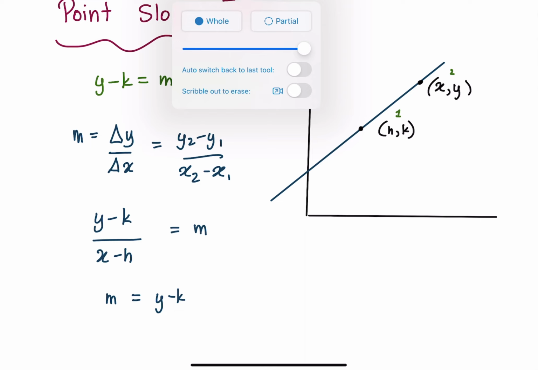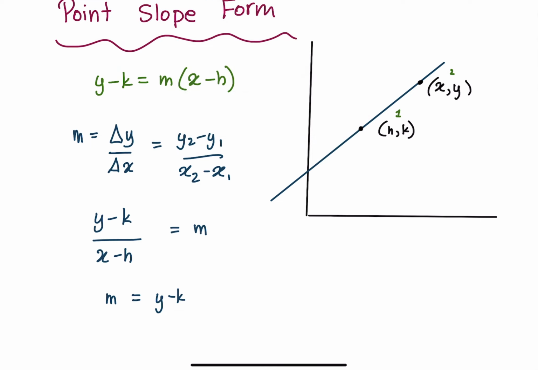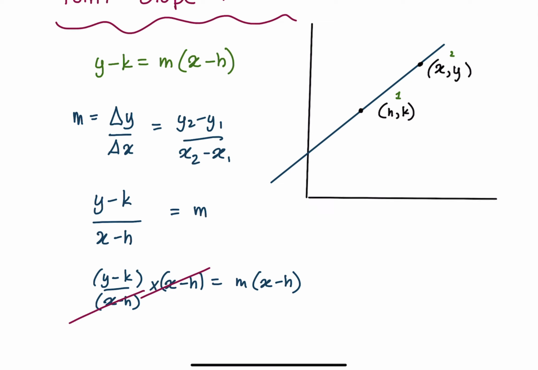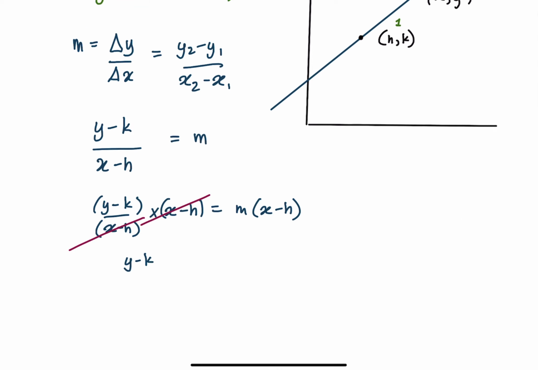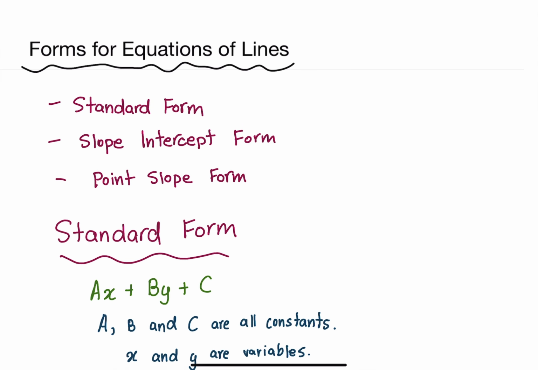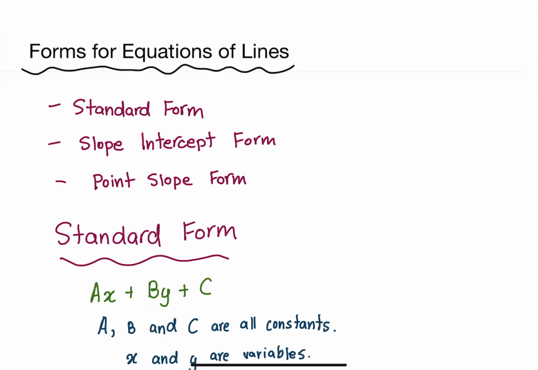Actually, that's not what I meant to do. Let's go ahead and keep it how it was before. So we'll just multiply both sides by x minus h. Well, the x minus h cancel out, leaving us with y minus k is equal to m times x minus h. So those are the three forms for equations of a line.